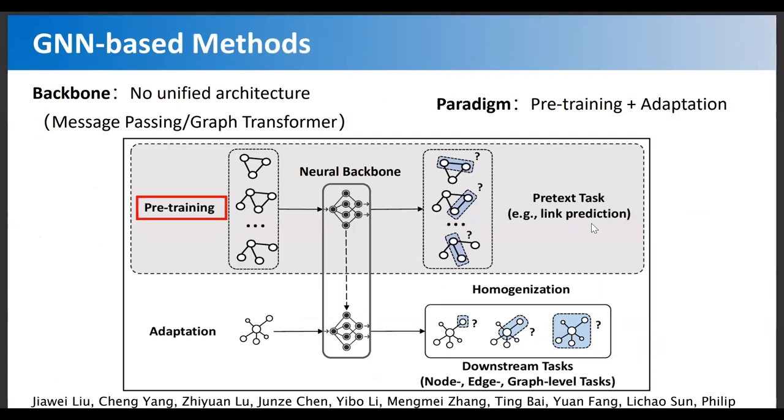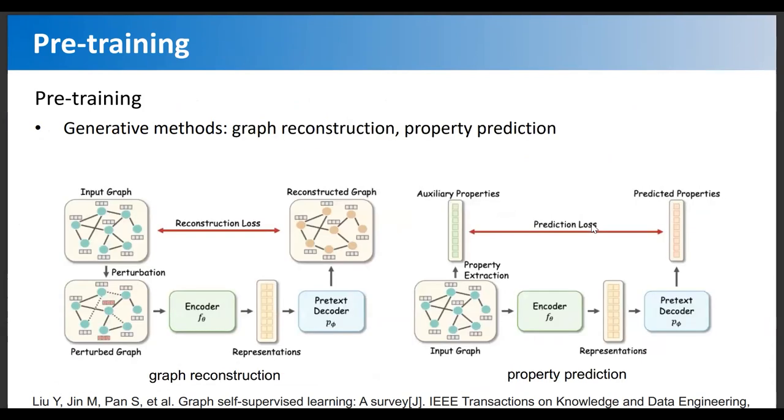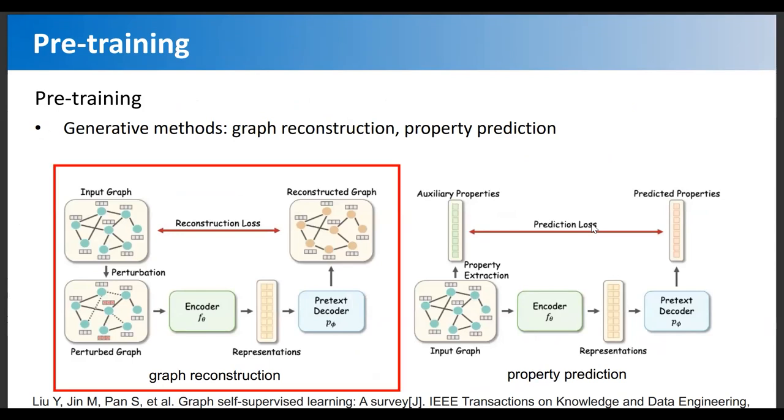Okay, now we will move to the pre-training part. For pre-training, we usually have two main categories, namely generative methods and contrastive ones. For generative methods, the first subcategory is graph reconstruction. The main idea is to encode the input graph into representations and use another decoder to decode the representations to a reconstructed graph. Then we will measure the distance between the original graph and the reconstructed one as the loss.